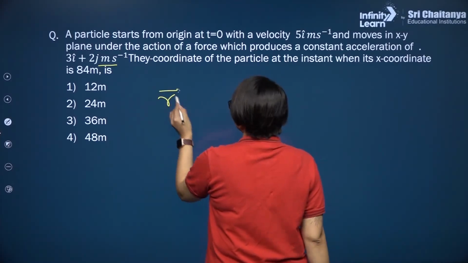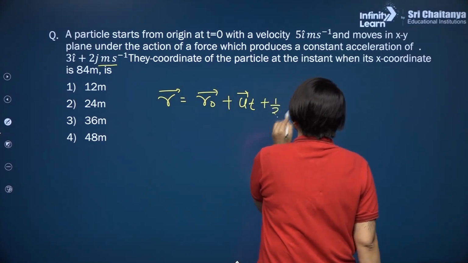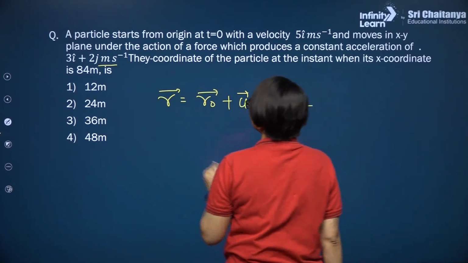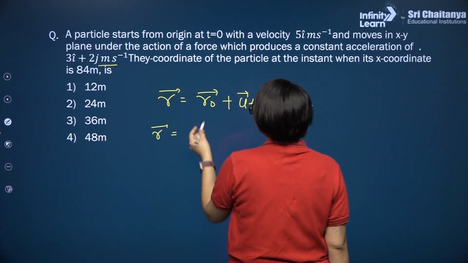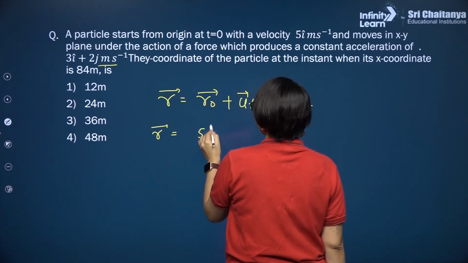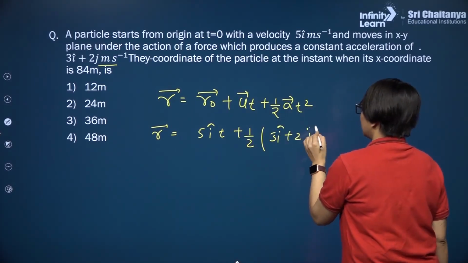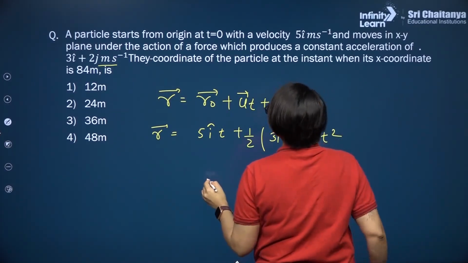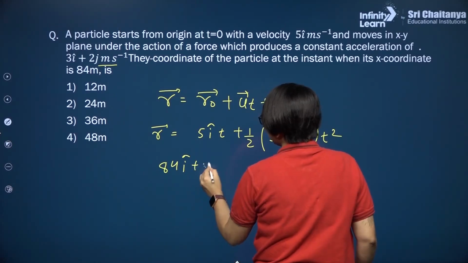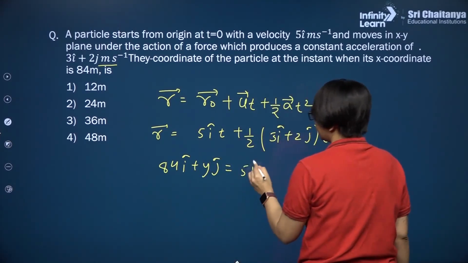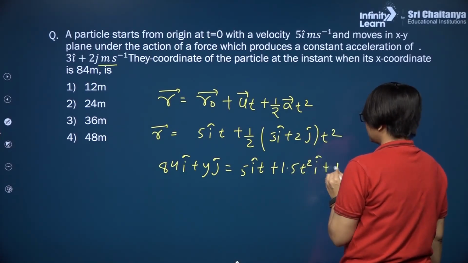So we know that r vector is equal to r naught vector plus u vector t plus half a vector into t square, right. So r vector, r naught vector is 0 comma 0, so it is 0, u vector is 5 i t plus half, a vector is 3 i plus 2 j into t square, right. So x coordinate is 84 i cap, y coordinate is y j cap, so it is 5 i t plus 1.5 t square into i plus t square into j.